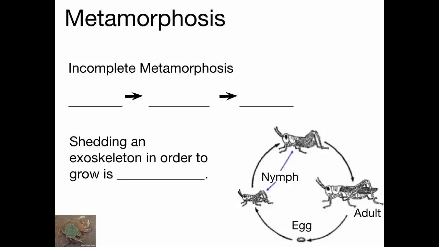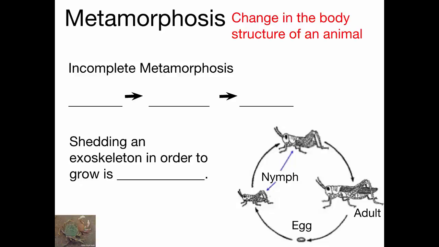And so when an arthropod does need to get bigger, you know what it has to do? It has to shed its shell. We call that molting. Okay? One form of this is called incomplete metamorphosis. It's when the body of the animal changes.